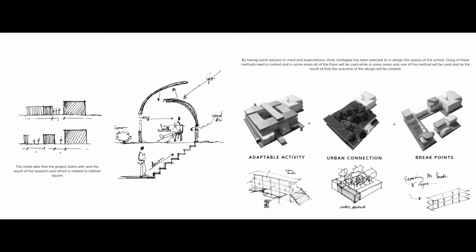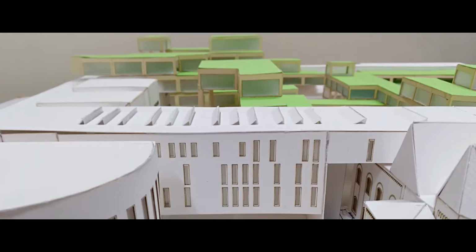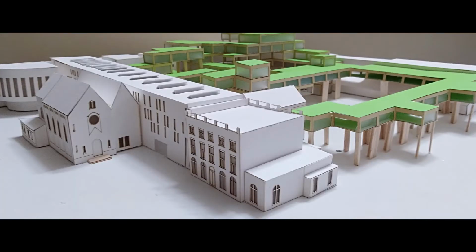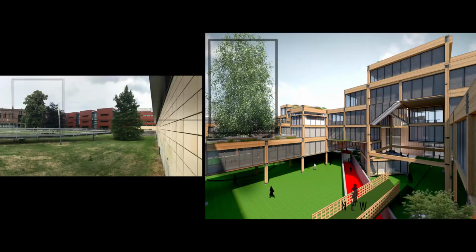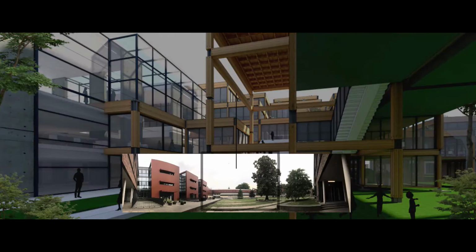And here you could see the process of the strategies and concept that I took. Adaptable activity, urban connection, and breakpoints are the three main strategies that the whole design is made out of. So here I tried to put some of the final images of the design side by side with the existing images, so you could compare the before and after, and also get familiar with the eye level view of the design.